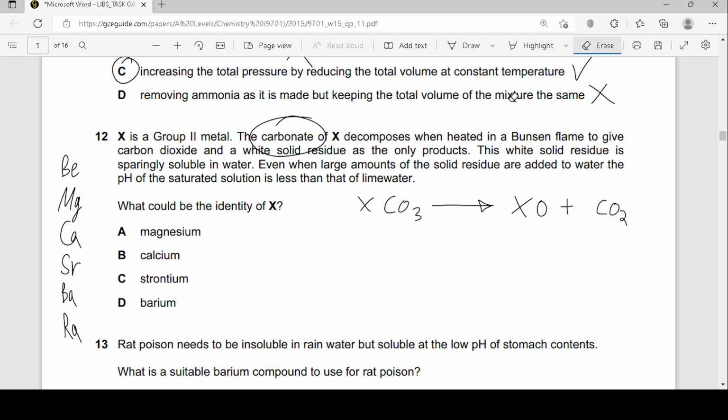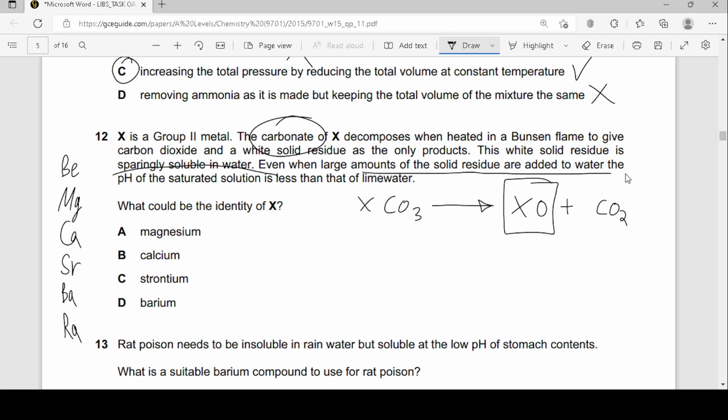Again, X2+ plus CO3 2-, so this is also XCO3. That's the formula for group 2. Anyways, so carbon dioxide and white solid residue. The white solid residue is XO. This white solid residue is sparingly soluble in water.